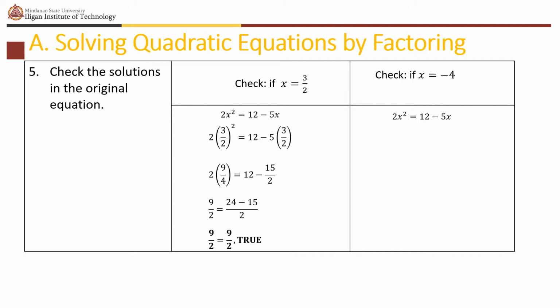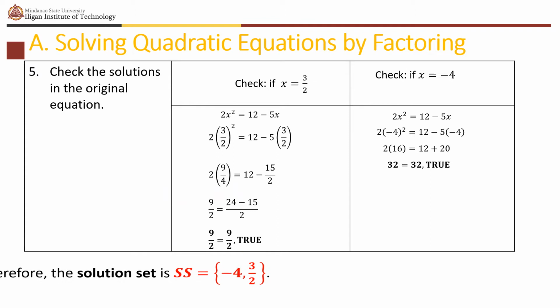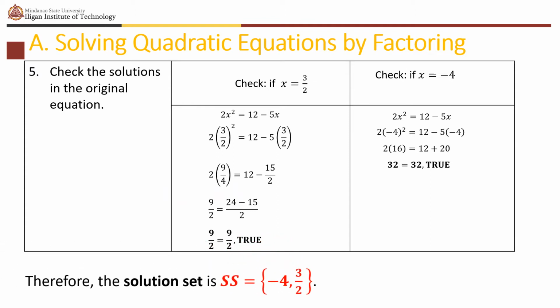we will have 2 times negative 4 squared, 12 minus 5 times negative 4. And we also come up with a true statement. Therefore, the solution set is negative 4, 3 over 2.